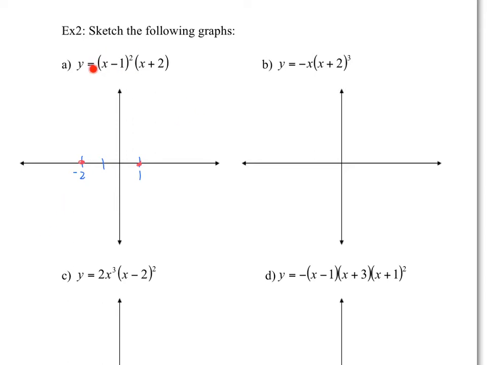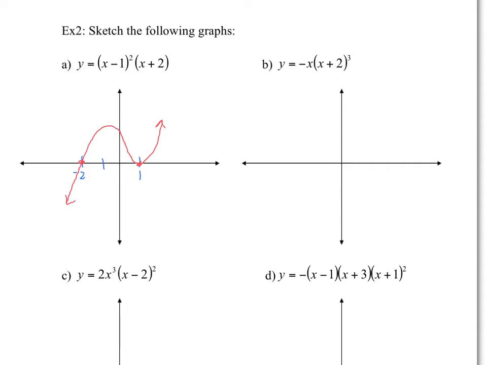Notice that we're going to bounce at x equals 1 because of the multiplicity of 2 here. So the graph is going to start over here, come down, but bounce at x equals 1. This is the multiplicity of 2 because of the (x minus 1) squared. The other is multiplicity of 1, so it just goes straight through. And this is your graph.